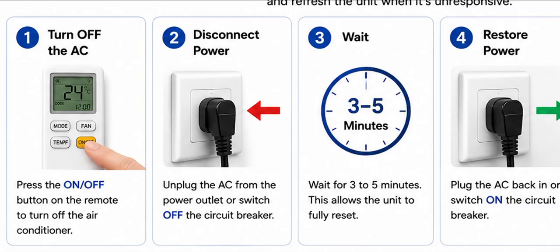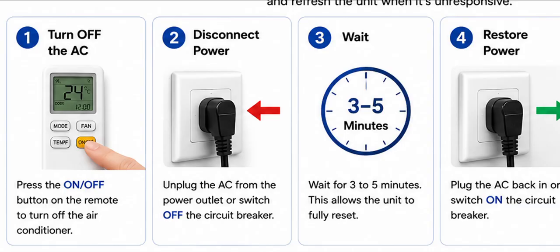Step number 1. Turn off the AC. Press the off button on the remote to turn off the air conditioner. Step number 2. Disconnect power. Unplug the AC from the power outlet or switch off the circuit breaker.